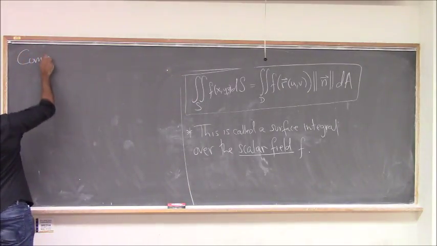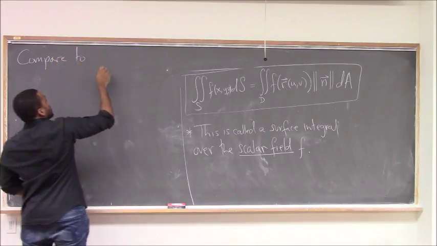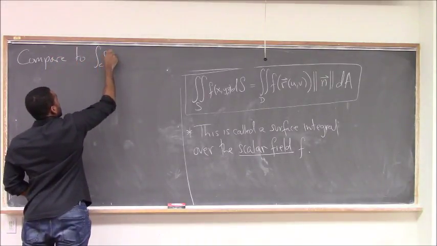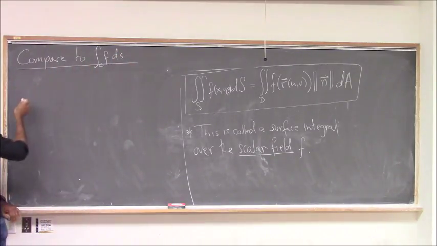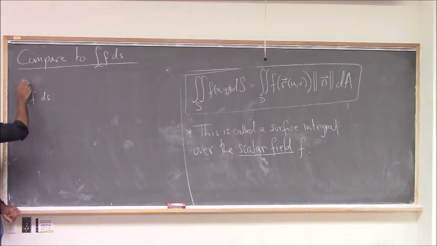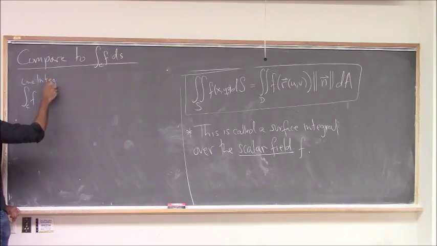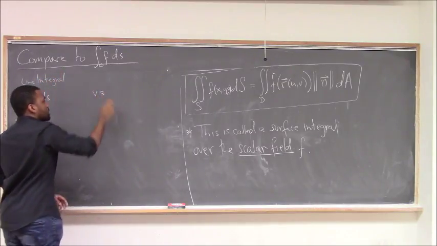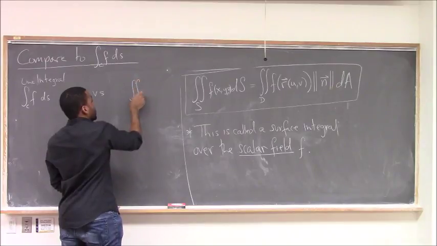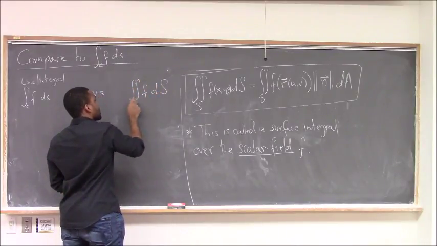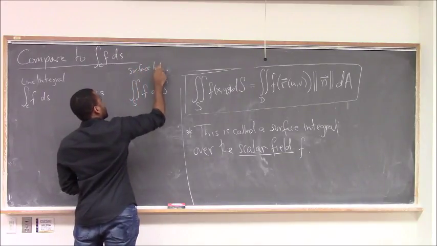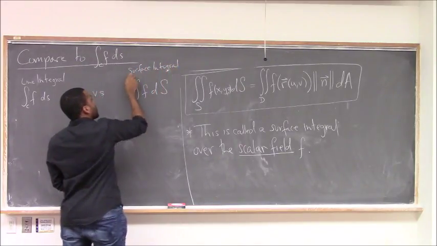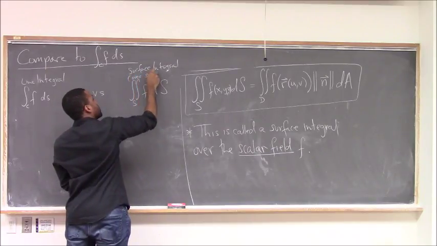So here, to answer your question, let us compare to something like the integral along C of f ds. All right, so we're going to look at this guy, the line integral along f ds. This is a line integral. Versus the double integral of f dS. This is called a surface integral over a scalar field.